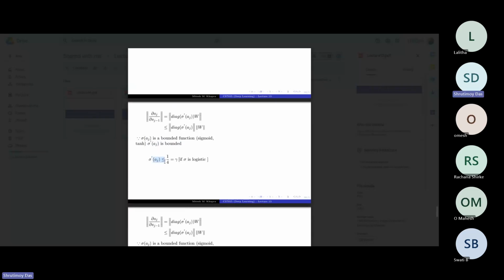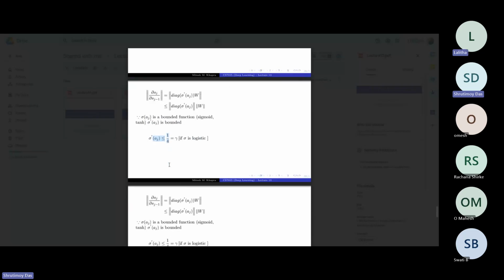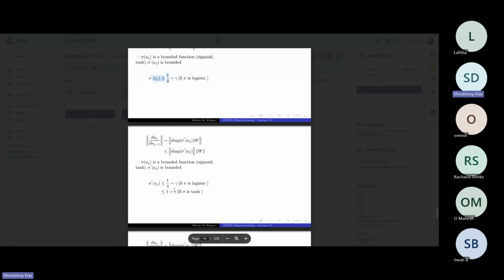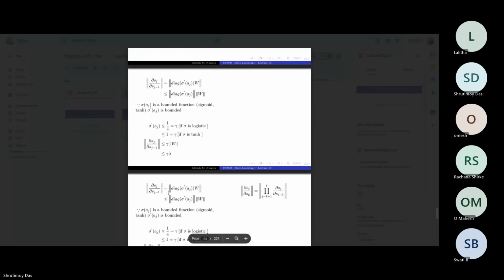So this is some known bound. The derivative of, say, a sigmoid or logistic function can be at most 1/4. You can just derive it and see that. Let that be gamma. Or if it is tanh, that is at most 1. So that means in place of this diag term, you can just say I have gamma times W. Gamma is not any other thing, you can just replace it with that.